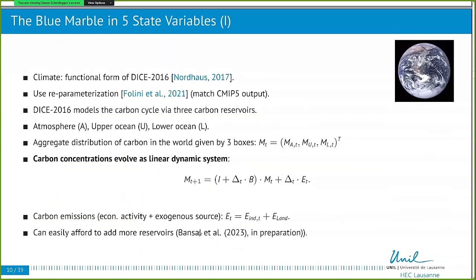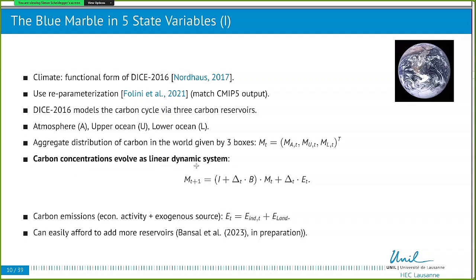So what is done in climate economics is we need to take a very simple approach, and already this one is quite costly. So typically we rely on emulators to model the climate. Most of the time we're using the so-called DICE model, which is a 5-dimensional simplified model of climate. It has 3 reservoirs for carbon: a lower ocean, a middle ocean, and the atmosphere.